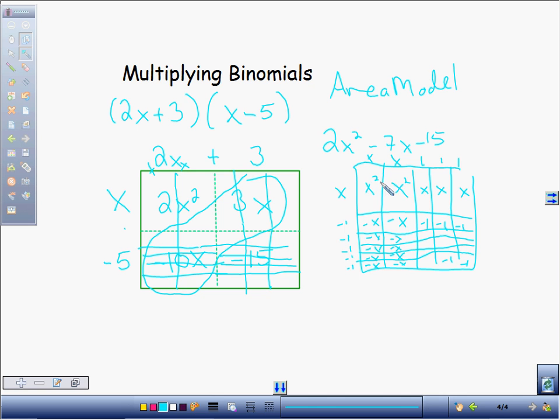And then if I add all those up, I get my 2x squared. I get 3x minus 10x, which makes negative 7x. And then I add up my negative 1s, which makes negative 15. See, that's another way to think about the same thing.